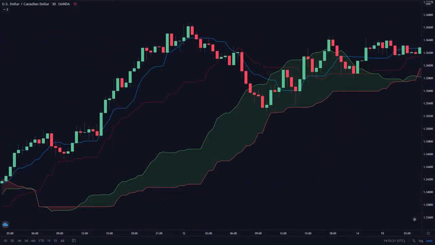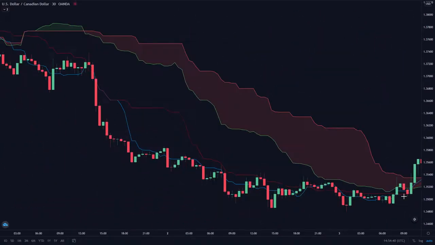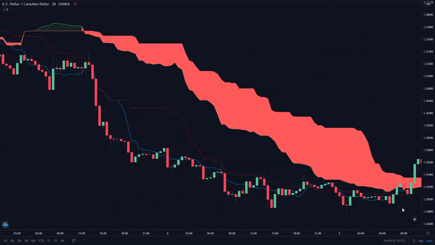The color of the cloud can also determine the overall direction of a trend. If the cloud is colored green, which is formed when leading span A crosses above leading span B, this indicates that the price is on a strong upwards momentum. And if the cloud becomes a red color, which is formed when leading span A crosses below leading span B, it indicates that the price is on a strong downwards momentum.